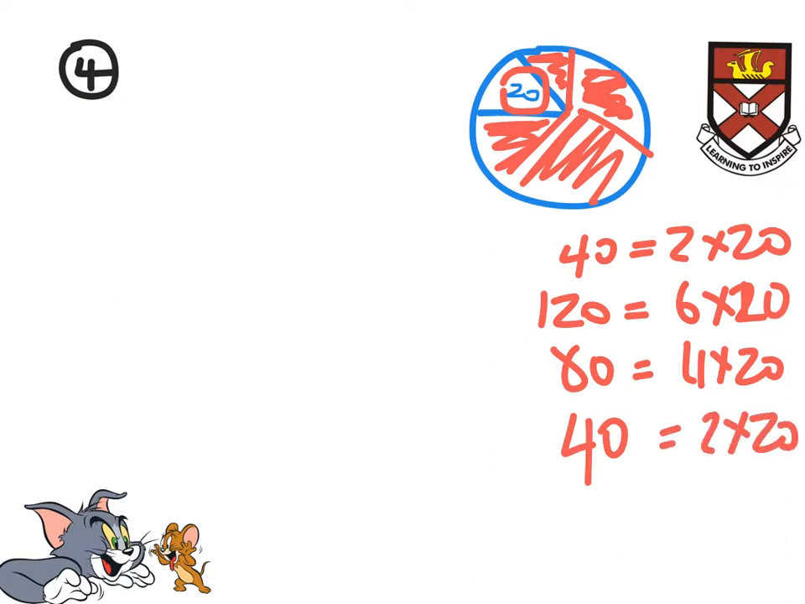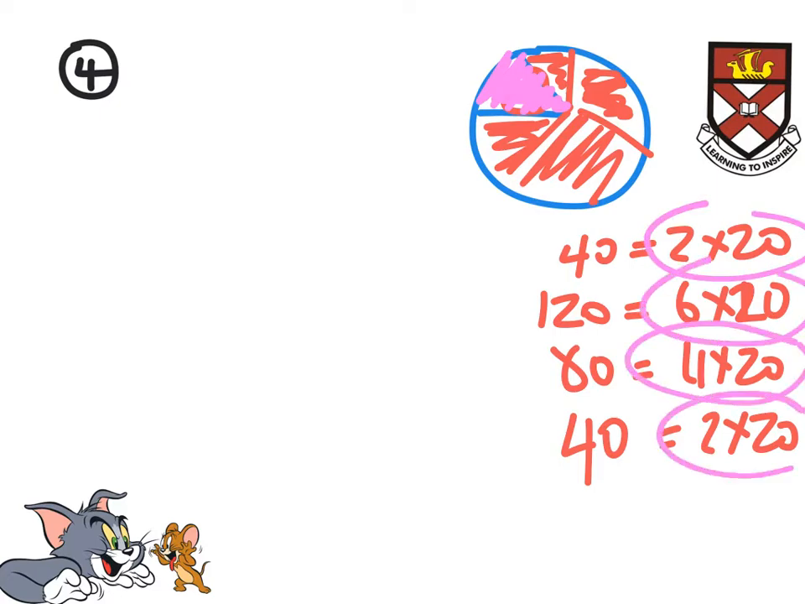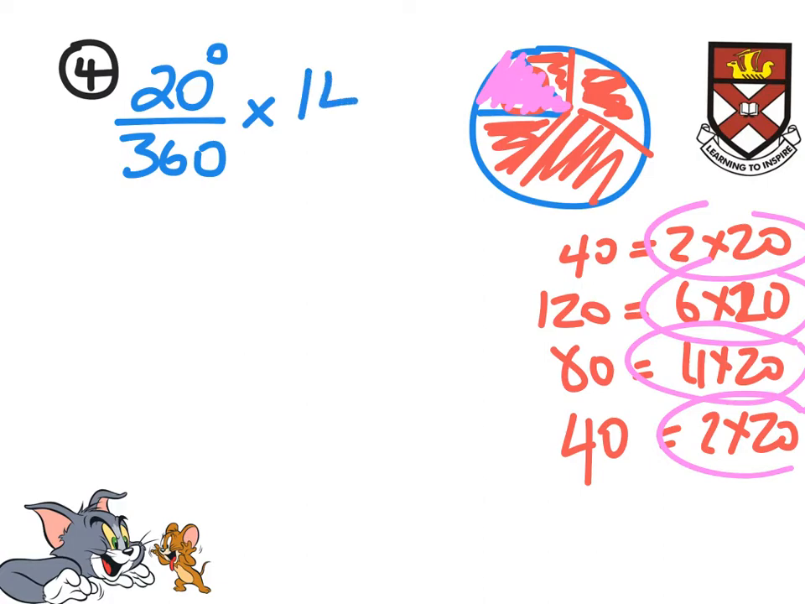So as long as I can find out what 20 is, so if I can find this one here, then I can just double it for 40, times it by 6, times it by 4, and times it by 2. So the question then becomes, what fraction is 20 degrees of 360 times, and how many people were in the survey?